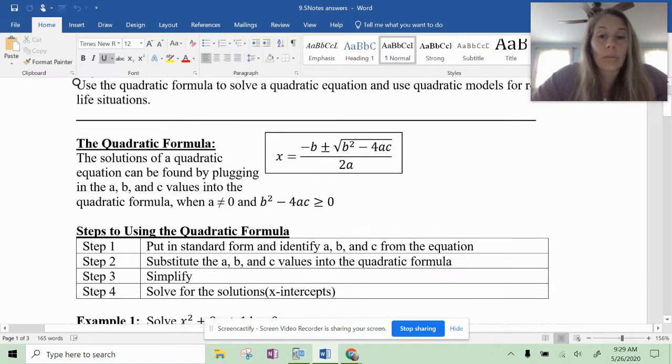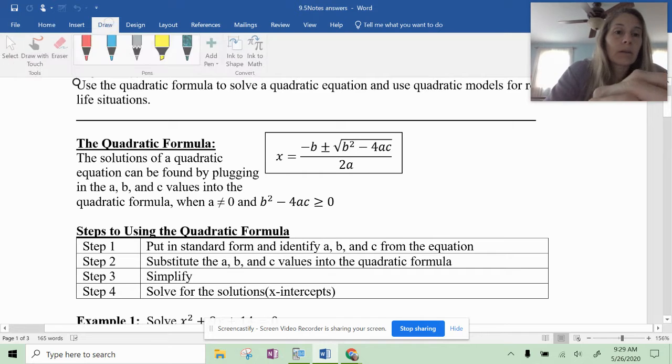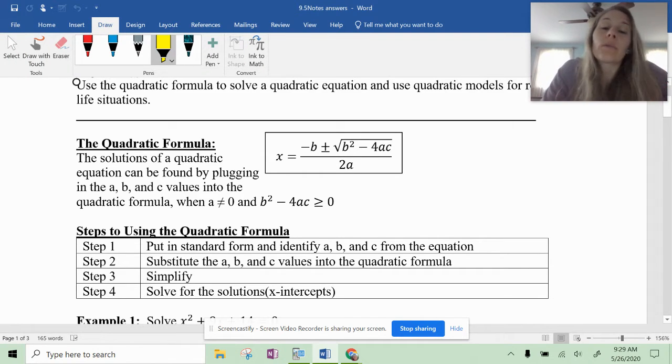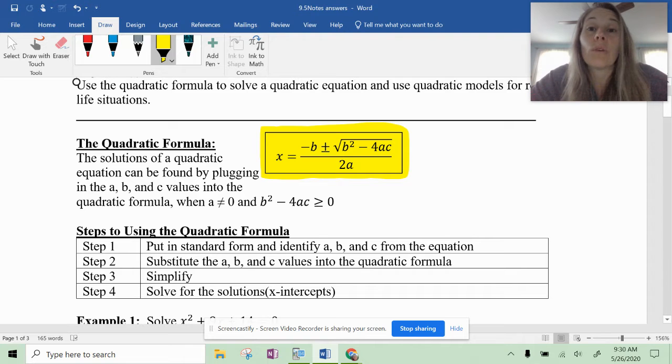So the quadratic formula is right here in this box. To solve for your x, it's going to be negative b plus and minus the square root of b squared minus 4ac, and then that is all divided by 2a. You might notice there's a plus minus in there, which means that's going to be done two different ways, once with the plus and once with the minus. And that's going to get you those two different answers.